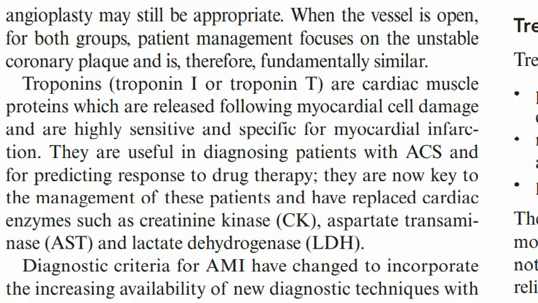Troponin is a protein released from damaged cardiac muscle cells, and it is highly sensitive and specific for myocardial infarction. It is basically used for diagnosing the patient with acute coronary syndrome, and it is also predictive of the response to drug therapy.